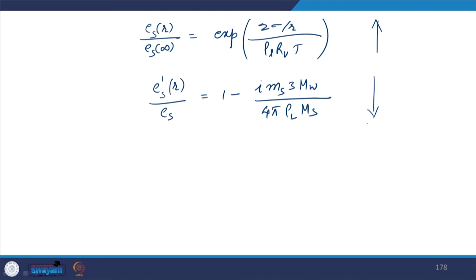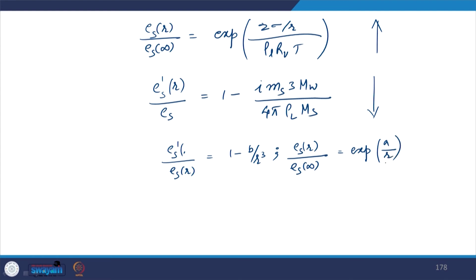Let us try to combine these two equations. Simply speaking, we can write Es' divided by Es(R) as 1 minus b by R cube, and Es(R) divided by Es(infinity) as exponential of A by R. We have called everything here A. For a very small radius of curvature, we can write exponential of A by R as 1 plus A by R. Right. Now, we can combine these two.